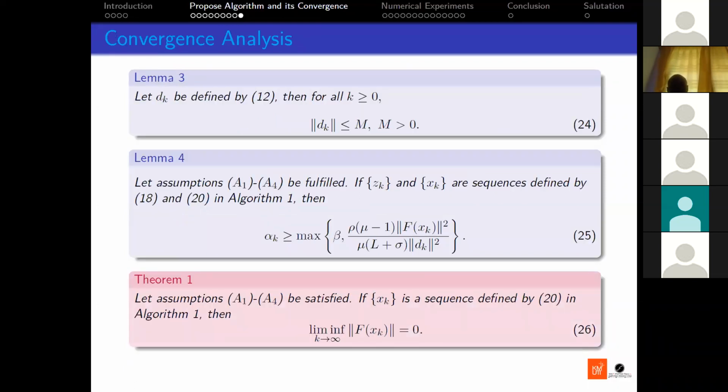In this third lemma, we establish that the direction is bounded, and this lemma 4, which is very important, is used to establish a contradiction, because theorem 1 is proved using contradiction. So this lemma 4 helps in establishing that contradiction. That is the importance of lemma 4.